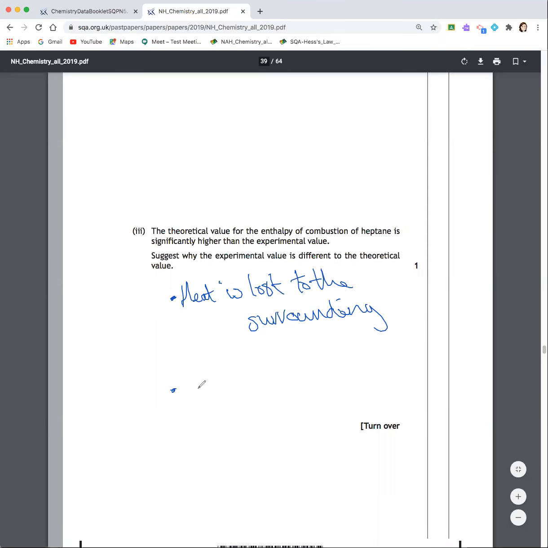And lastly, the other thing that can happen is that incomplete combustion takes place in your lab experiment. So that means that the fuel hasn't burned completely, which means you'll not get the same amount of energy. Okay, so those are always the 2 reasons that your experimental values are usually not as good as the theoretical ones. It's because either heat's lost to the surroundings or incomplete combustion has occurred.